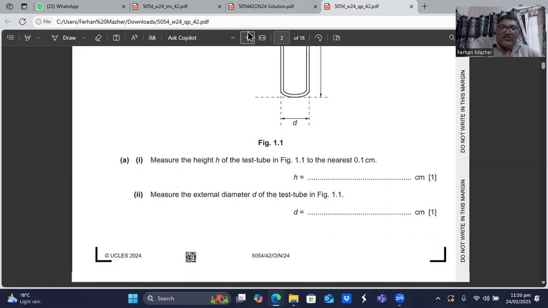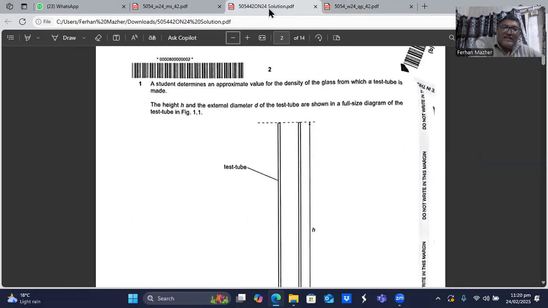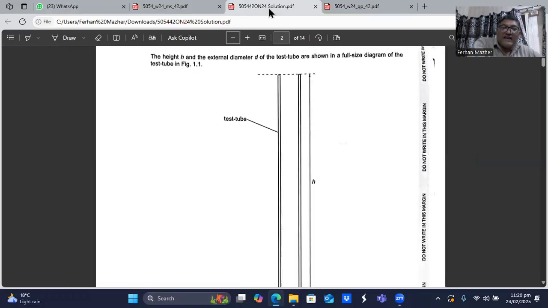The question asks you to measure. Measure means to use the scale. Measure the height h of the test tube in Figure 1.1 to the nearest 0.1 centimeter. And the second part: measure the external diameter d of the test tube in Figure 1.1. So use a scale and measure the d value and the h value.